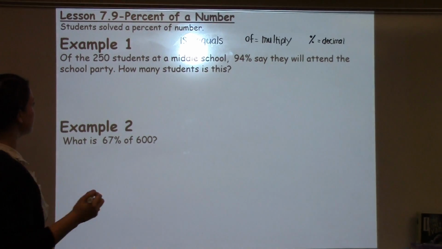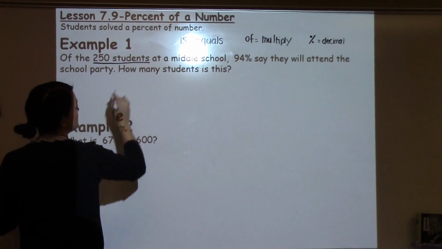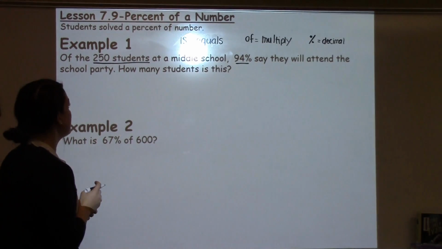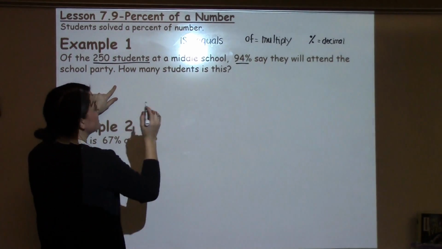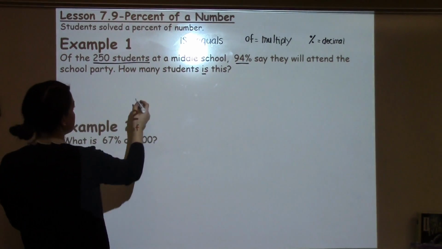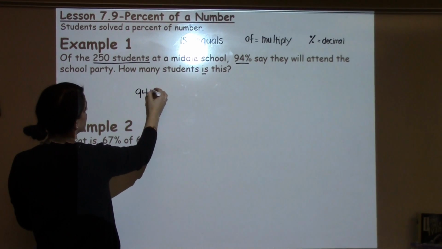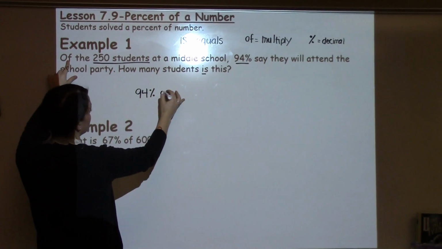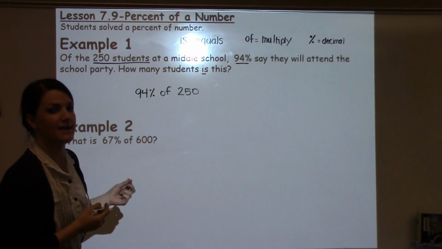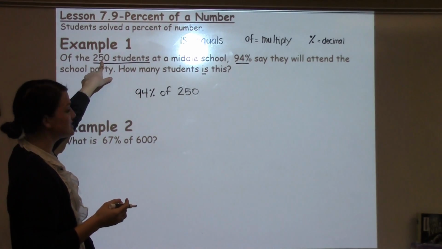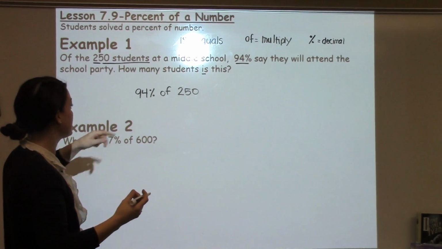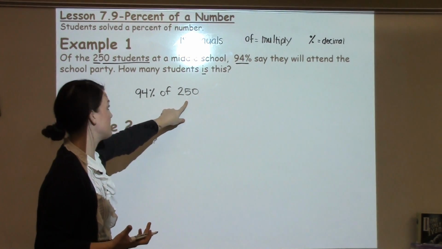It says, of the 250 students, so we have 250 students at a middle school, 94% say that they will attend the party. How many students is this? So how many students does this equal? So I have got 94% of 250. I don't want to do 250% of 94. We need to look for that percent. Just because the 250 comes first, I've got to think about what percent of the whole do I need. And I want 94% of 250 people.